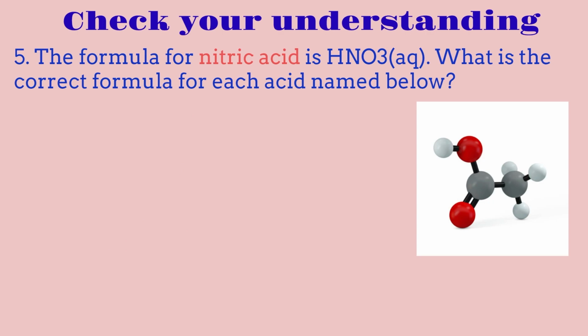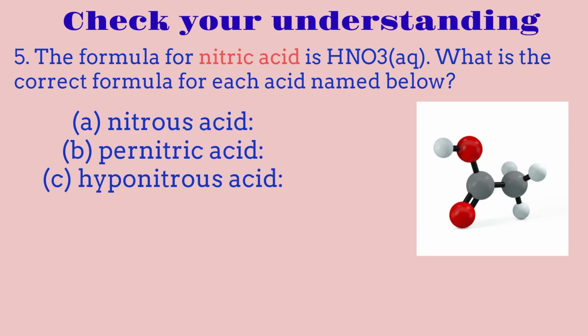And moving on to question number 5, the formula for nitric acid is HNO3. So what is the correct formula for each acid named below? What we're doing here is just the opposite of what we did in our previous slide. So instead of finding the name, we're going to find the formula. For the first one, we have nitrous acid. For the second one, we have pernitric acid. For the third one, we have hyponitrous acid. And we need to find the formula for each of these.